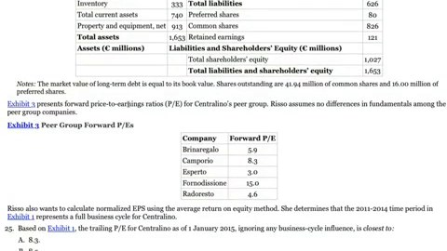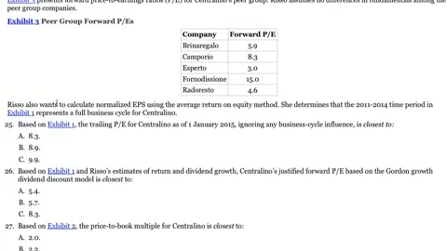Exhibit 3 presents forward price-to-earnings ratios for Centralino's peer group. Rizzo assumes no difference in fundamentals among the peer group companies. So we have 5 different companies here with forward PEs, 5.9, 8.3, 15.4, 6. Rizzo also wants to calculate normalized DPS using the average return on equity method. So we do have the return on equity for the past 4 years. And what do we multiply that by? We'll multiply that by book value, right? So the normalized DPS using the average return on equity method. She determines that the 2011 to 14 time period in Exhibit 1 represents a full business cycle for Centralino.